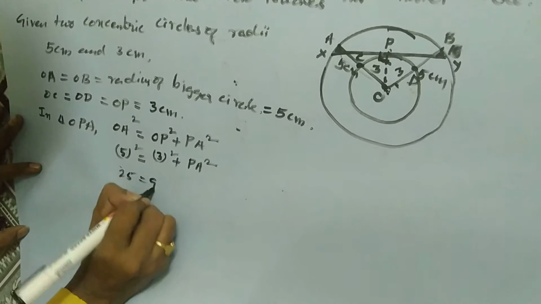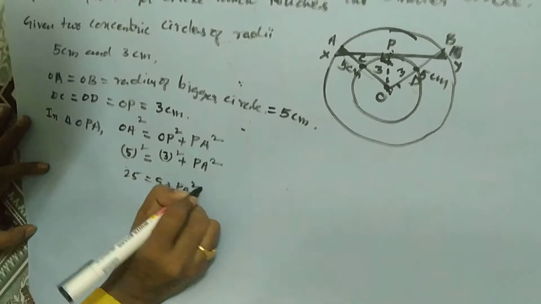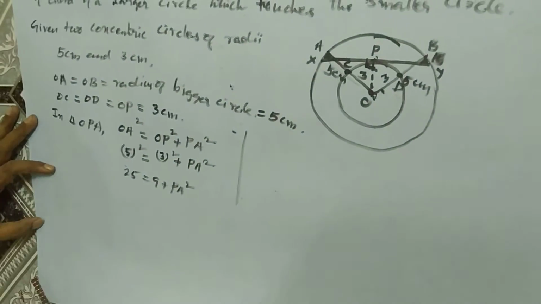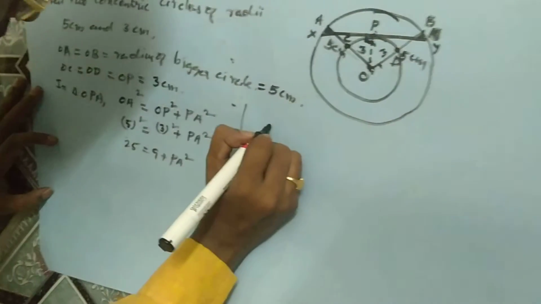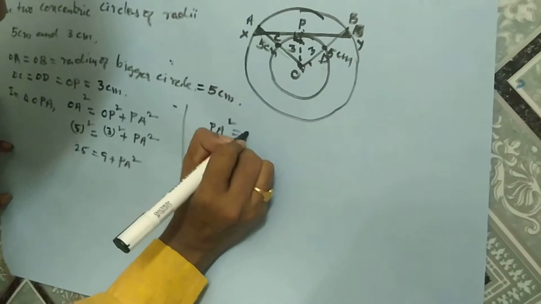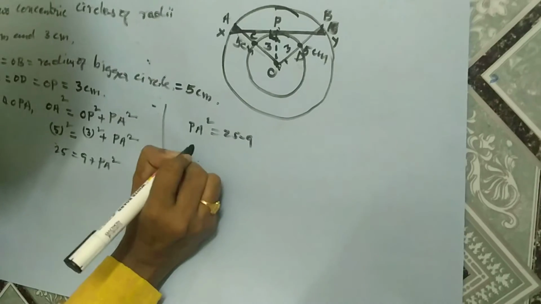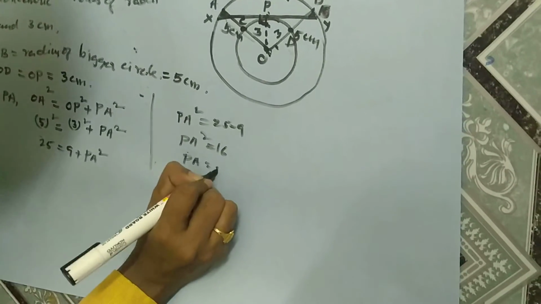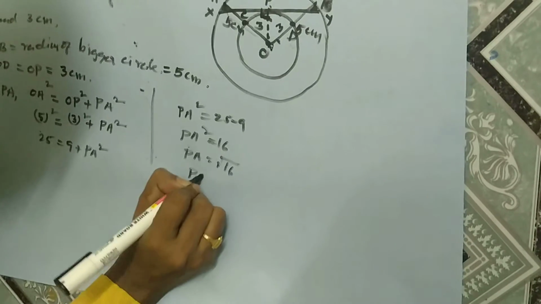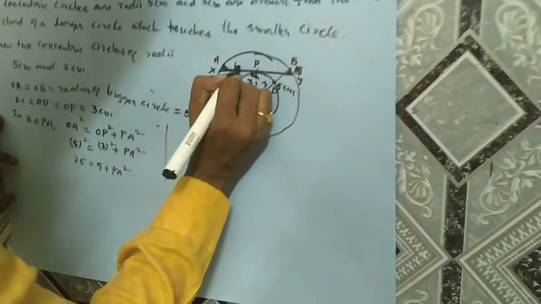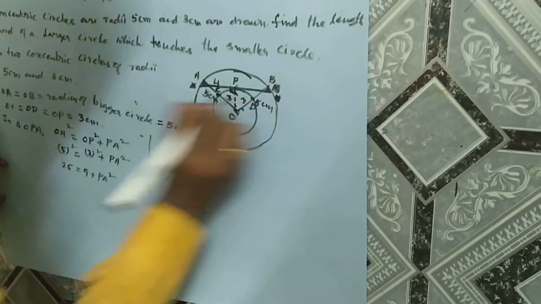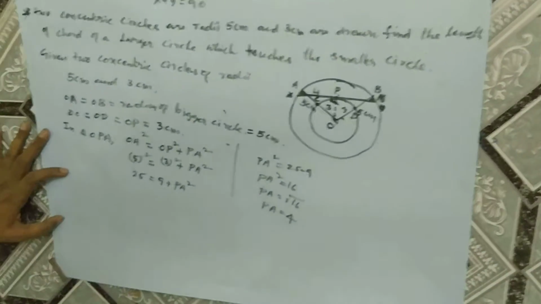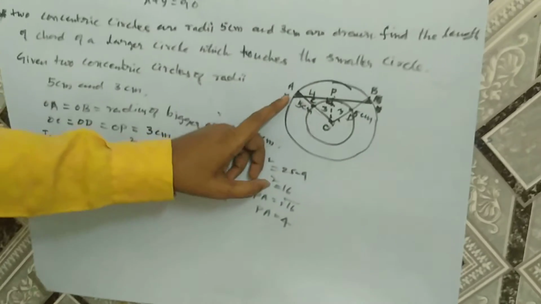25 equals 9 plus PA squared. PA squared equals 25 minus 9. PA squared equals 16. PA equals the square root of 16. PA equals 4. We get the length of PA.